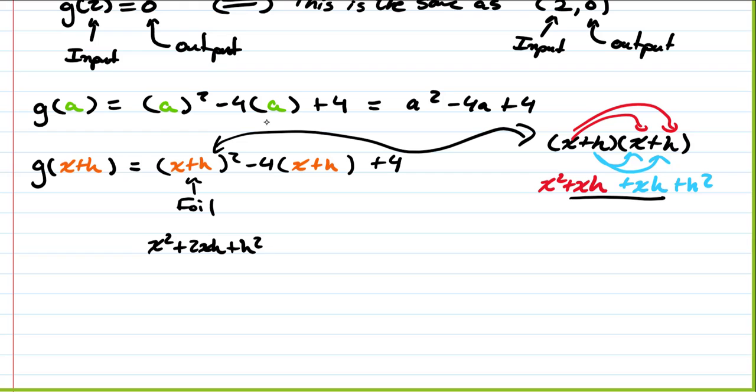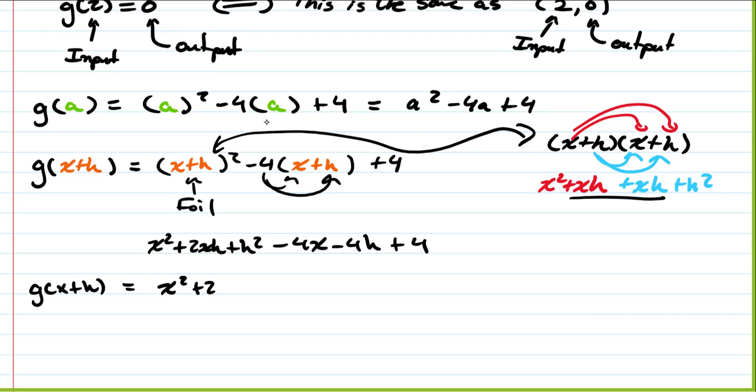We then distribute our negative 4 into our parentheses here, and we would get negative 4x minus 4h plus 4. So finally, after all of that, we get g of x plus h is equal to x squared plus 2xh plus h squared minus 4x minus 4h plus 4.